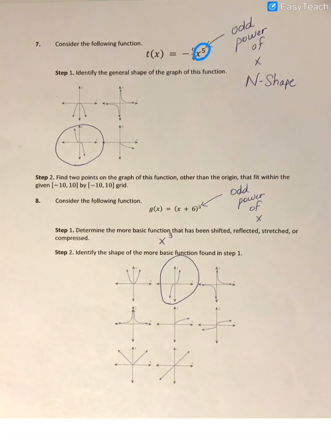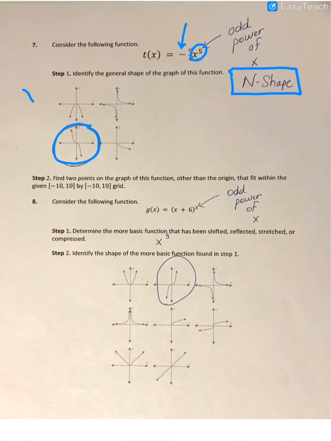So anytime you have odd powers of x that are not in the bottom of a fraction, you get n shapes. Now, on my choices, the only n shape is this one. The reason it is backwards is because of the negative that's in front of that particular function. Just as a review, a U shape is when you are going to have even powers of x. So any even power of x would give you that first graph.